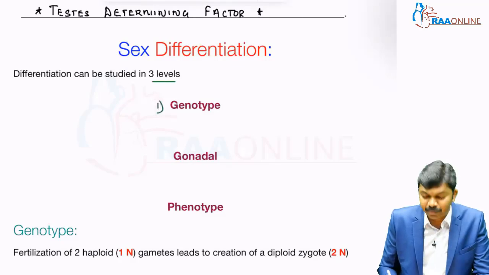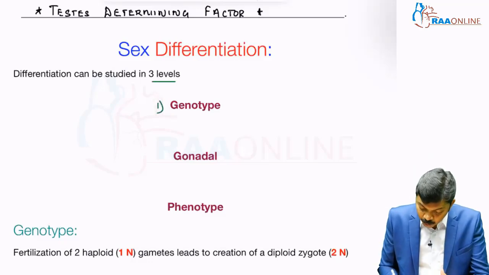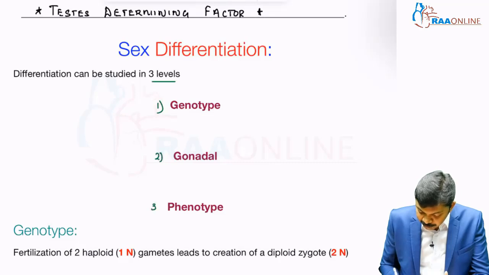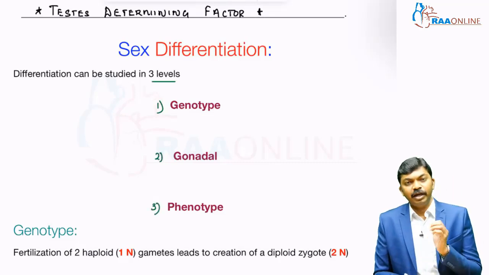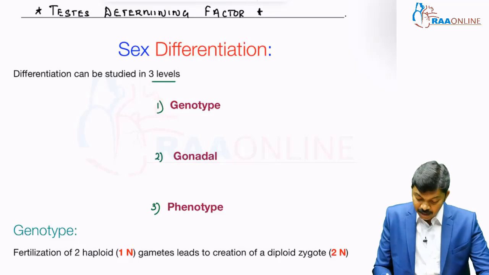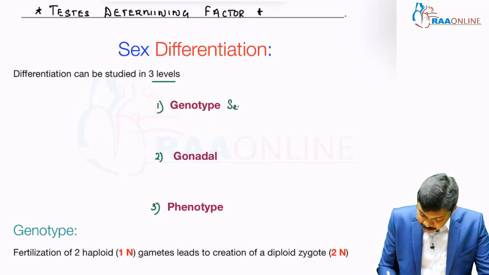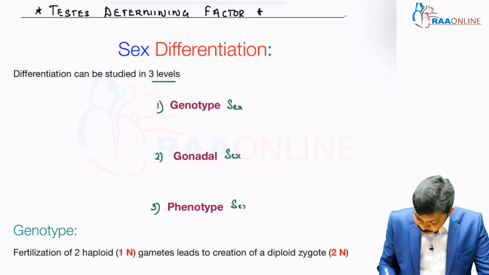Number 1, genotype. By genes, how they differ. By gonads, how do they differ. By body, how do they differ. Alright, it is genotype sex. It is called genotype sex. Number 2, it is going to be gonadal sex. And number 3, it is going to be phenotype sex.